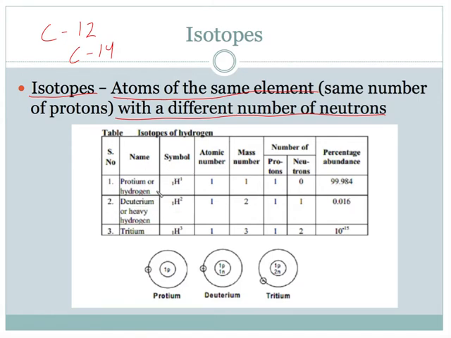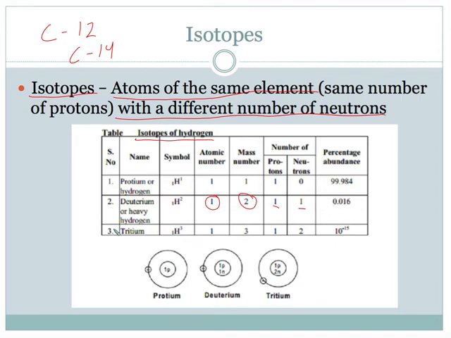This table here is showing you the isotopes of hydrogen. And so hydrogen 1 is known as protium, or hydrogen. It has 1 proton, it has a mass of 1, meaning it has no neutrons. Most of the hydrogen in the world is protium. Deuterium is known as heavy hydrogen, hydrogen 2, meaning its atomic number is still 1, it's got 1 proton, but this time the mass is 2. In order to have a mass of 2, I have to have both a proton and a neutron.